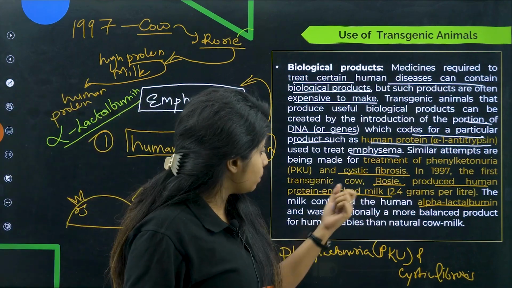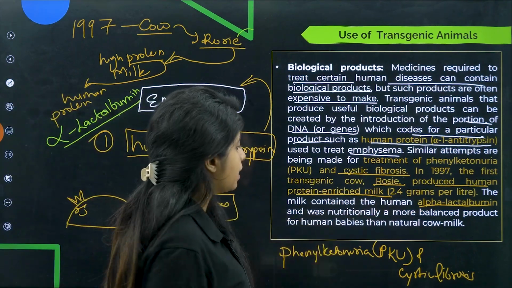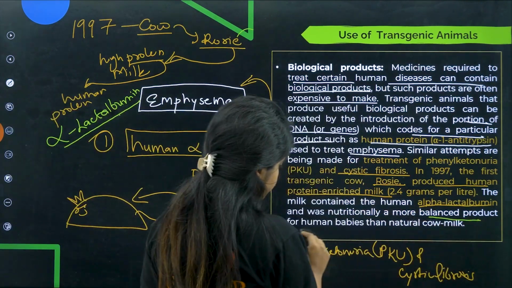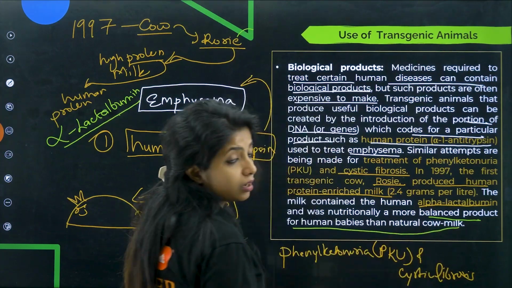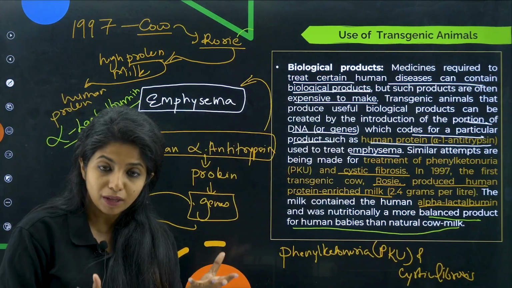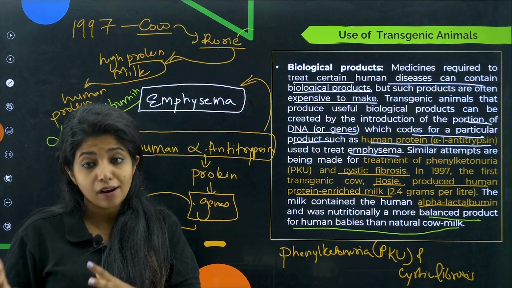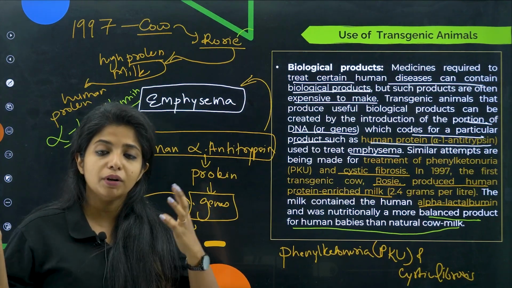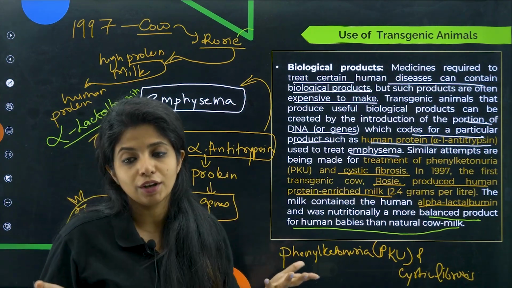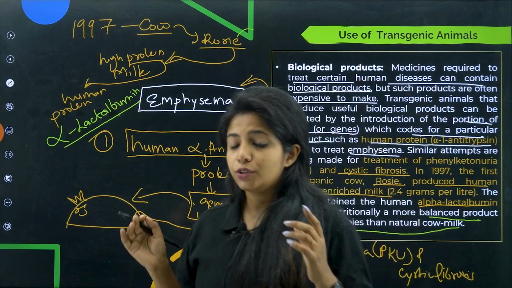So the milk contained the human alpha lactalbumin and was nutritionally a more balanced product for human babies than natural cow milk. So obviously human babies can be fed with human milk itself, right? Not exactly human milk, but you are giving all the proteins that are there in the human milk. So why can't we use it? So this is very much important.